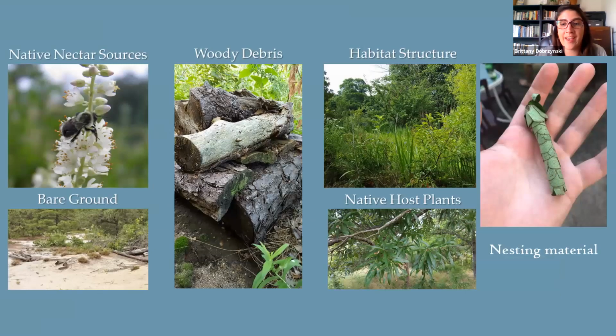So I mentioned before, providing habitat for pollinators means providing animals with resources as a suite of species to get them through their entire life cycle.